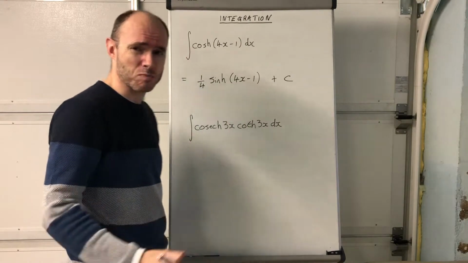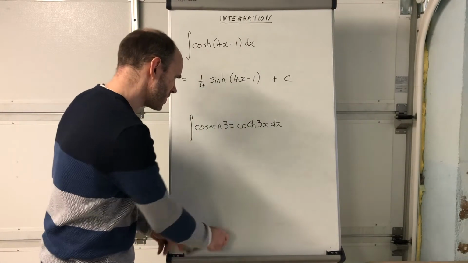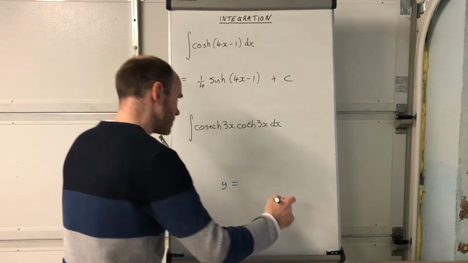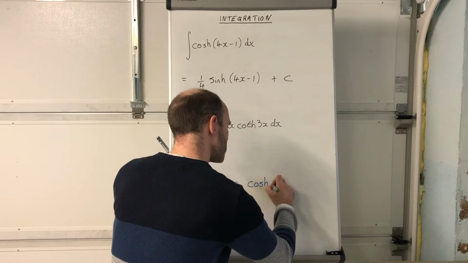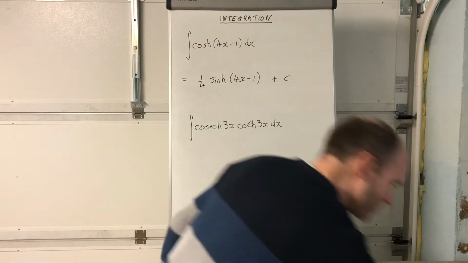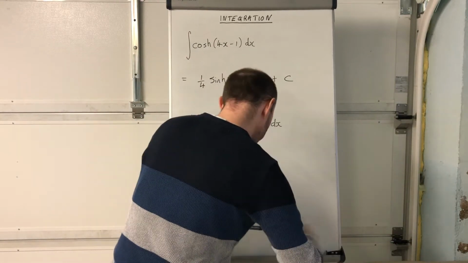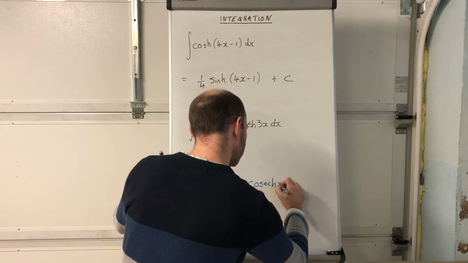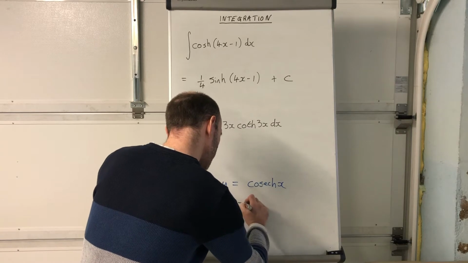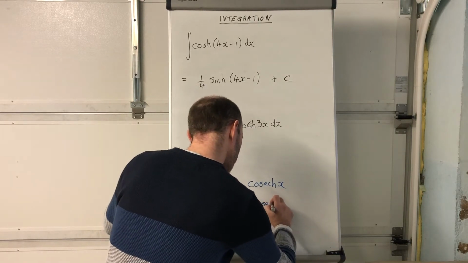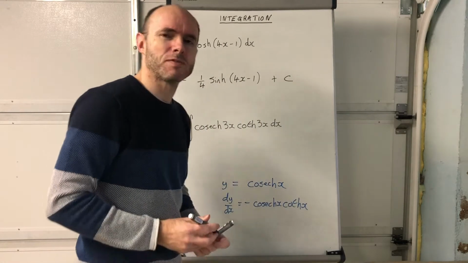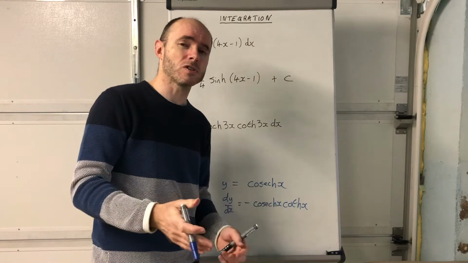Right, this one here, also pretty simple. Why is it pretty simple? Well, let's remind ourselves about differentiation. In the differentiation units, you'd have had to differentiate y equals cosech x. And differentiating that, you would have got negative cosech x coth x. Just remember that when you differentiate the reciprocals of hyperbolic functions, you always get a negative answer.